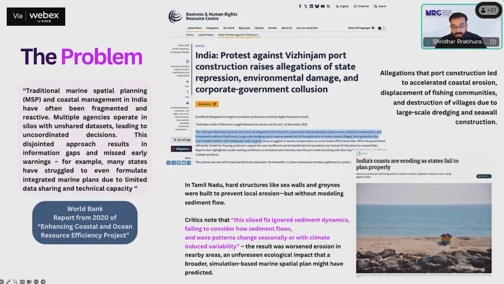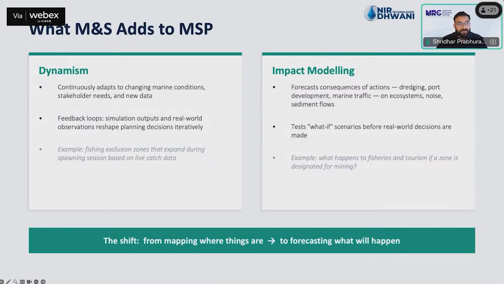Now, it was not that the initiative was not planned enough, but the problem was the lack of information, the lack of a single platform where we could predict what the future is going to be. And that's what our modeling and simulation based marine spatial planning brings into the picture, which is dynamism and impact modeling. So we wanted to build a tool which continuously adapts to the changing marine environment.